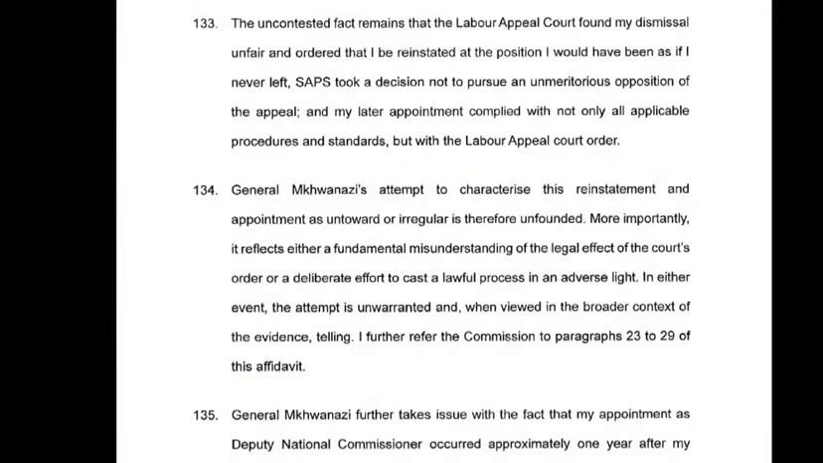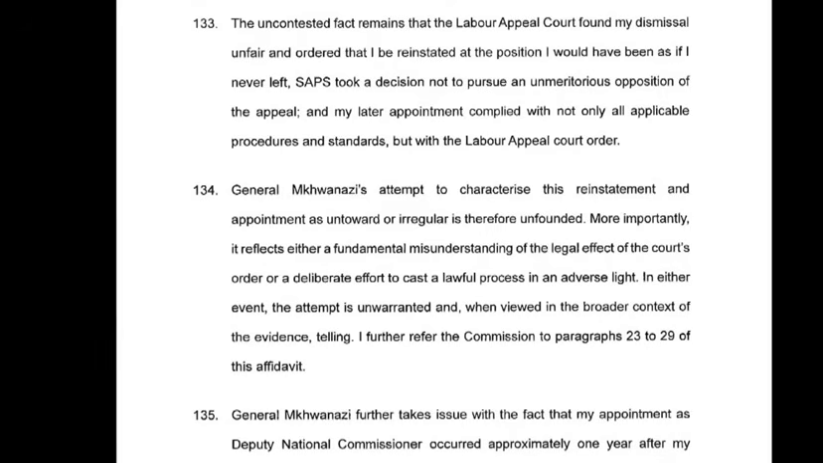General Mkhwanazi's attempt to characterize this reinstatement and appointment as untoward or irregular is therefore unfounded. More importantly, it reflects either a fundamental misunderstanding of the legal effects of the court order, or a deliberate effort to cast a lawful process in an adverse light. In either event, the attempt is unwarranted, and when viewed in the broader context of the evidence, I further refer the Commission to paragraphs 23 to 29 of this affidavit.